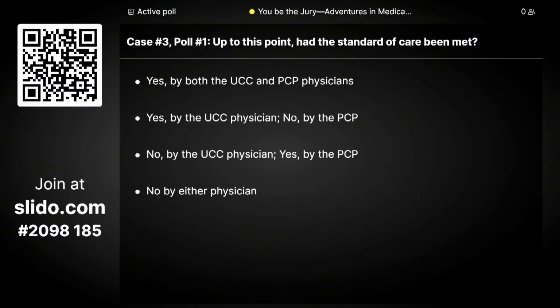So, up until this point, had the standard of care been met? Options are: yes by both the urgent care and the primary care physicians; yes by the urgent care physician, no by the primary care physician; no by the urgent care and yes by the primary care; or no by either physician.